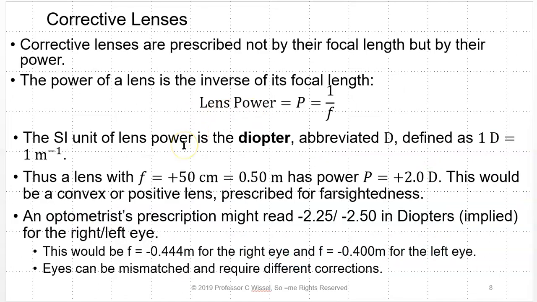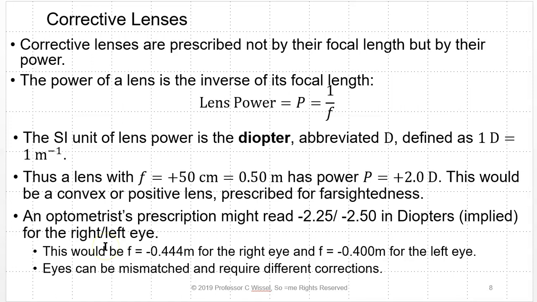Now, corrective lenses are prescribed not by their focal length, but by their power. The power of the lens is the inverse of its focal length. So the lens power is P equals 1 over F. The SI unit of the lens power is the diopter. It's abbreviated D, and 1 D is 1 inverse meter. Thus, a lens with a focal length of positive 50 centimeters, or 0.5 meters, has a power of 1 over 0.5 meters, or plus 2.0 diopters. This would be a convex or positive lens prescribed for farsightedness.